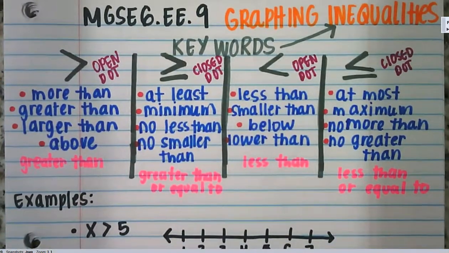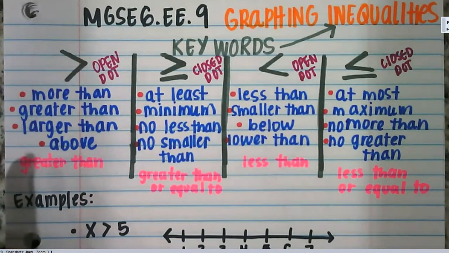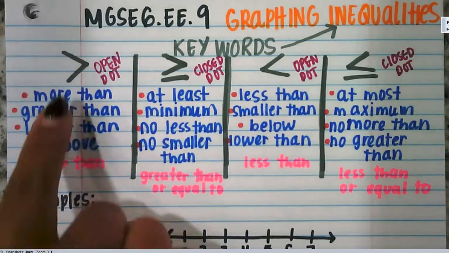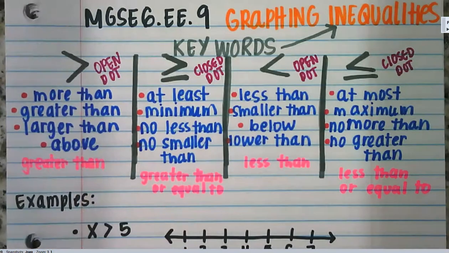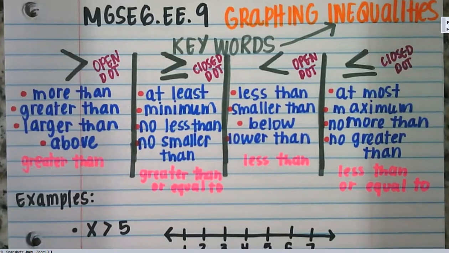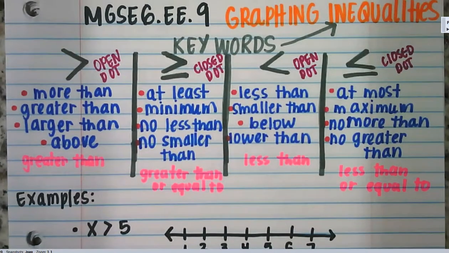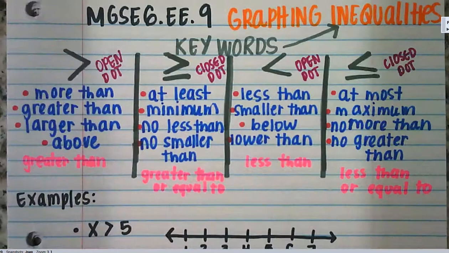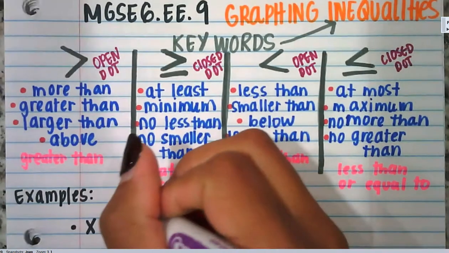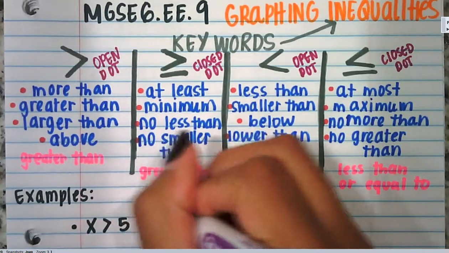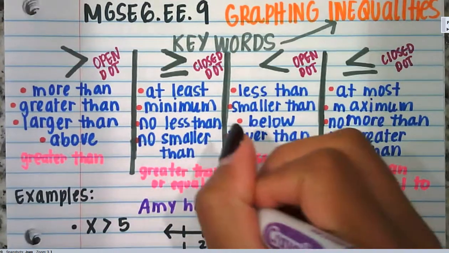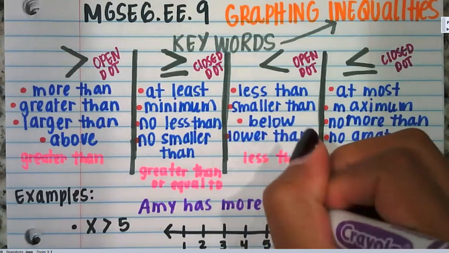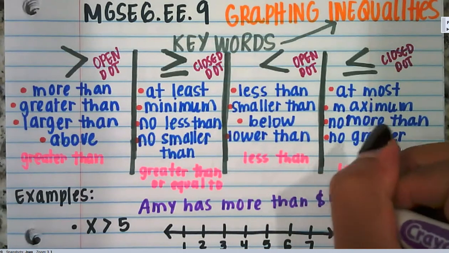And so thinking about those keywords for greater than, it could also be more than, larger than, above. But our main keyword is greater than because that represents this symbol here. So let's just make up a scenario quickly about greater than symbols. Let's imagine that the scenario said that Amy has more than $5. So let's write that. Amy has more than $5.